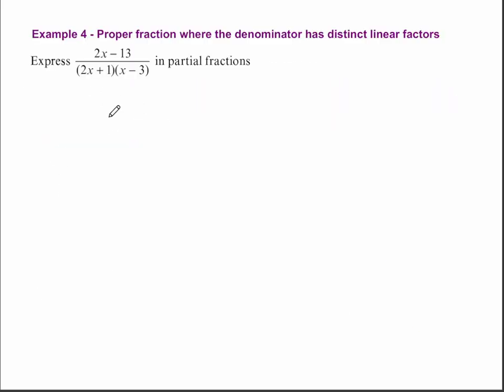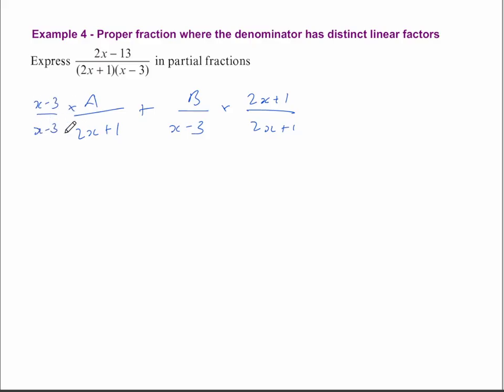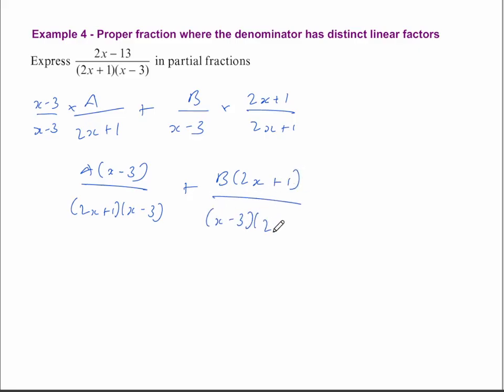This is an example for case 1. So this will be distributed into A over one of the denominator brackets, so 2x + 1, plus B over the other one, so x - 3. And when we add these two, what we're doing is multiplying by (2x + 1) over (2x + 1) to this one, and multiplying by (x - 3) over (x - 3) to the left one. We're multiplying with the other denominator. Then on the left we will have A(x - 3) over (2x + 1)(x - 3) plus B(2x + 1) over (x - 3)(2x + 1).